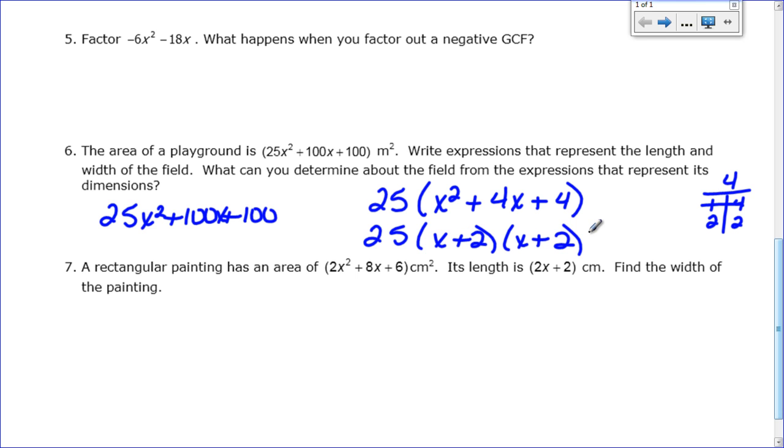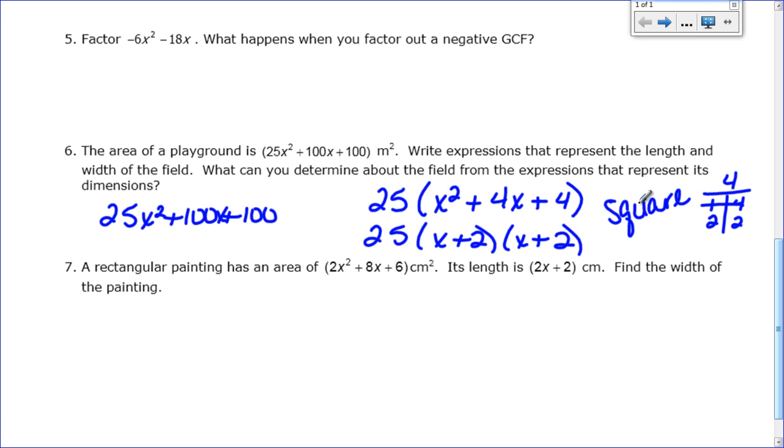So my dimensions of this playground, the expressions that represent the length and width of the field, are x plus 2 and x plus 2. So if I have a picture of my field, it is these two factors. And so it says, what can I determine about the field? Well, since both of my dimensions are identical, it means that my field happens to be a square because my dimensions are the same.